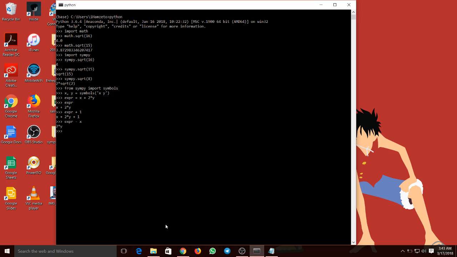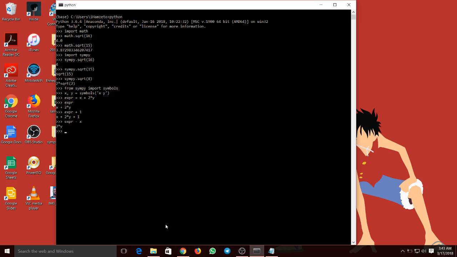So we now have 2y, that's 2 multiplied by y. If you notice, when we type expr minus y, we only get 2 minus y, because expr has already been defined. We have our expr already set.